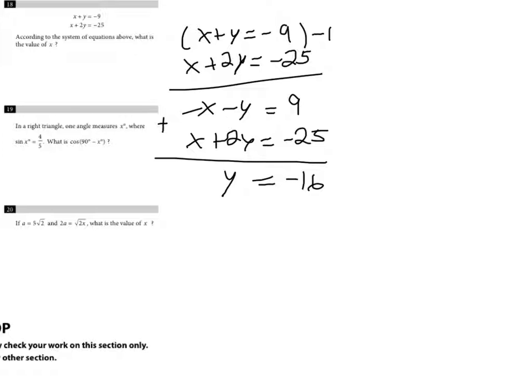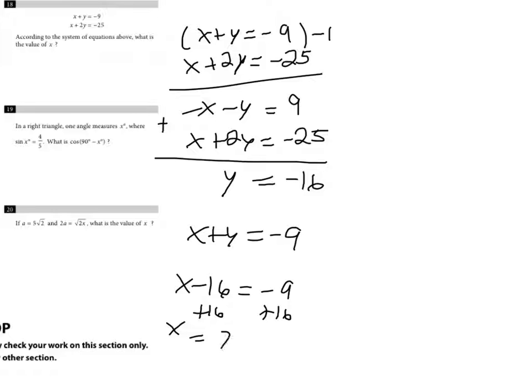Now in this case, the question is asking what is the value of x. So what I can do now is plug in this y into either one of my two equations. I'll just plug it into the first one because it's a lot simpler. So x plus y equals negative 9, and then just plug in y. So x minus 16 equals negative 9. So add 16, and x will end up being positive 7.